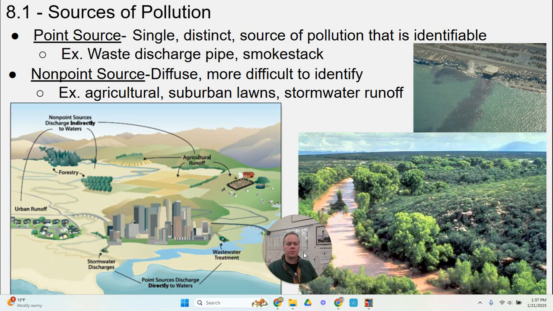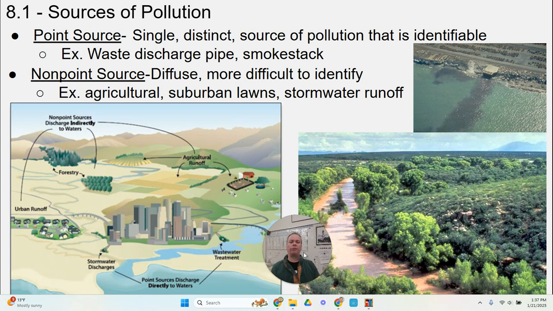For example, waste being discharged from a pipe that's dumping into a river. That is a point source of discharge. Or a smokestack releasing pollution into the air. That is a point source. It can be identified. You can quantify the levels of pollutants being emitted from these sources.